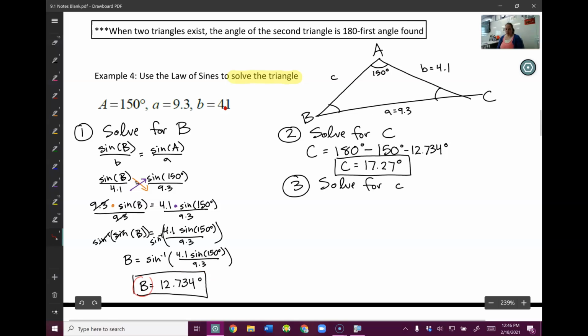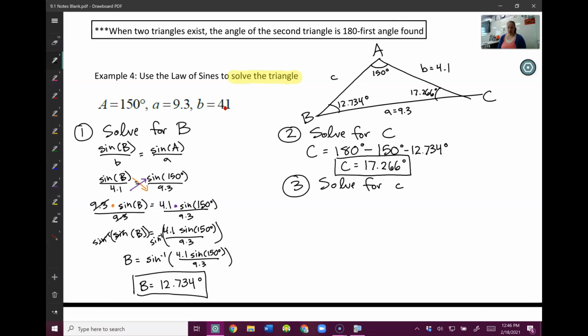Now remember, this answer is a capital B, which is an angle, so that means I need my degree symbol next to it. And now that I know that capital B is 12.734 degrees, now I can use my 180 rule to solve for capital C. So I did that, and this is what I got. Oops. Sorry, remember 3 decimals. There we go.